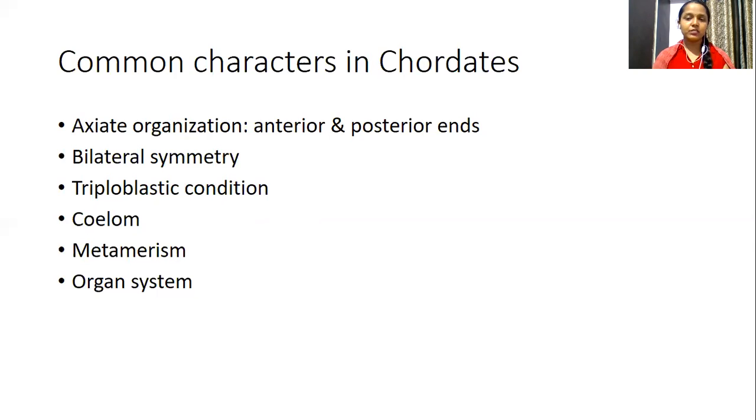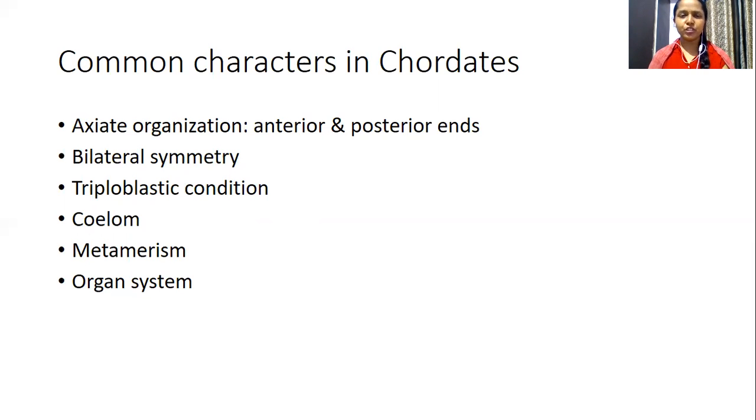Next is the organ system. Since chordates are very advanced, including all the advanced organisms, they exhibit organ system organization. So these are the common characters of chordates.